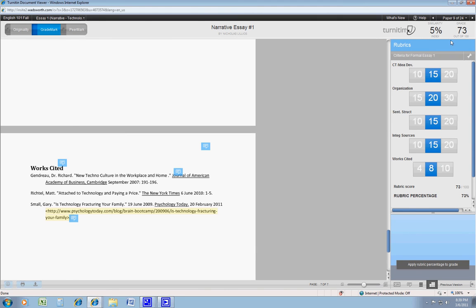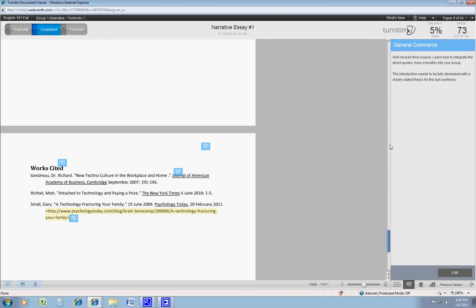So overall for the first paper, this was not a bad score, 73 points. If you go to this second tab here, it gives you more information, general comments: well-chosen third source, learn how to integrate the direct quotes more smoothly into your essay. The introduction needs to be fully developed with a clearly stated thesis for the last sentence.